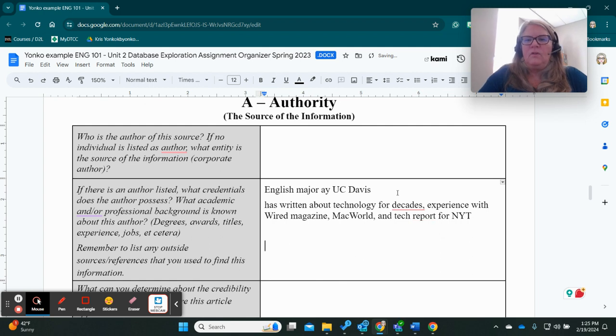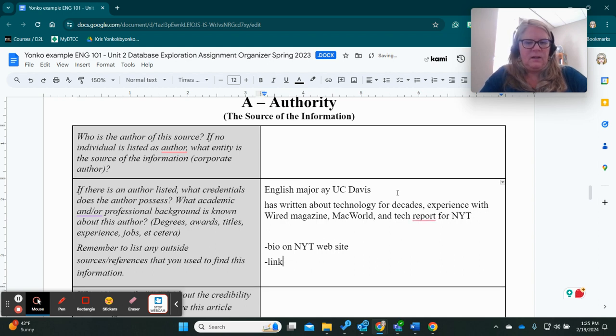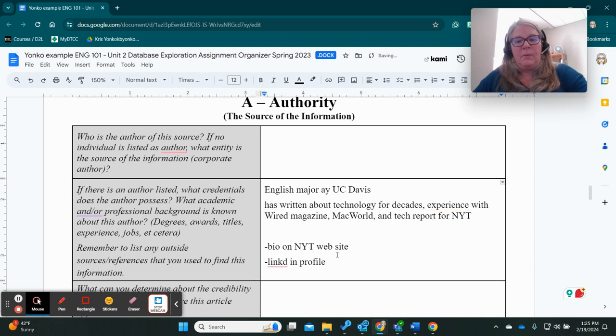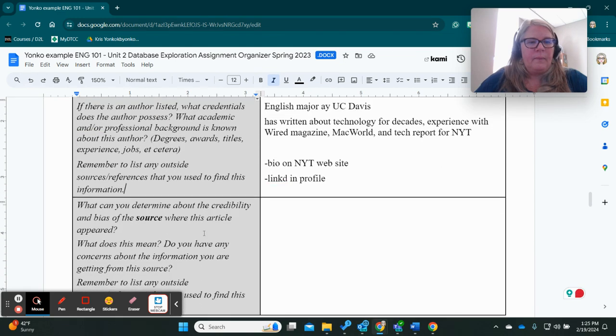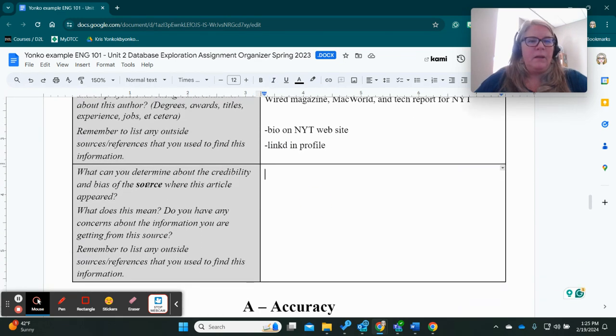Okay, here's where I found this information: his bio on the New York Times website and his LinkedIn profile. So you want to make sure you're writing where you get this information from. And if you copy and paste directly from the source, make sure that you're putting quotation marks. All right. Okay, the credibility and bias of the source.